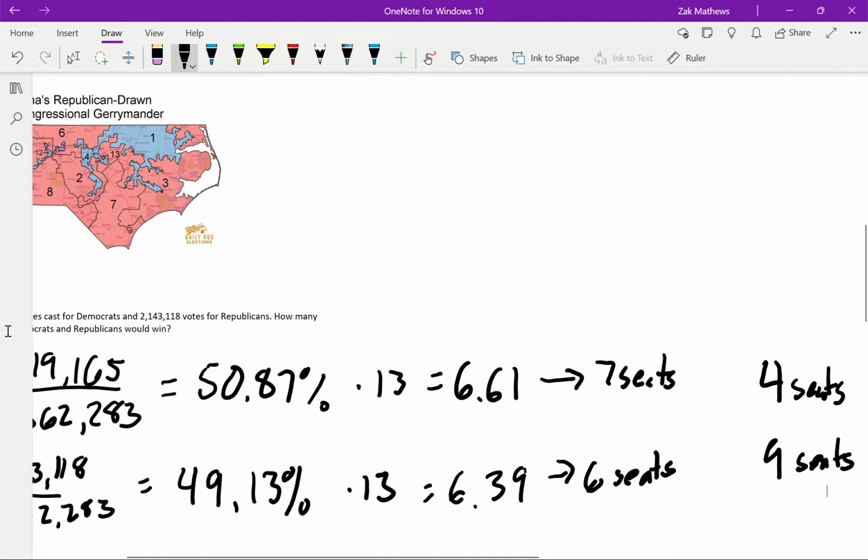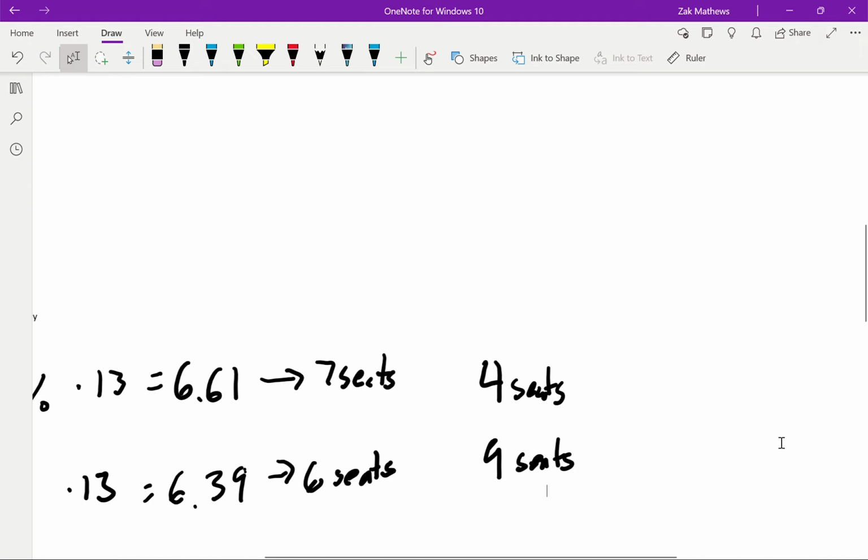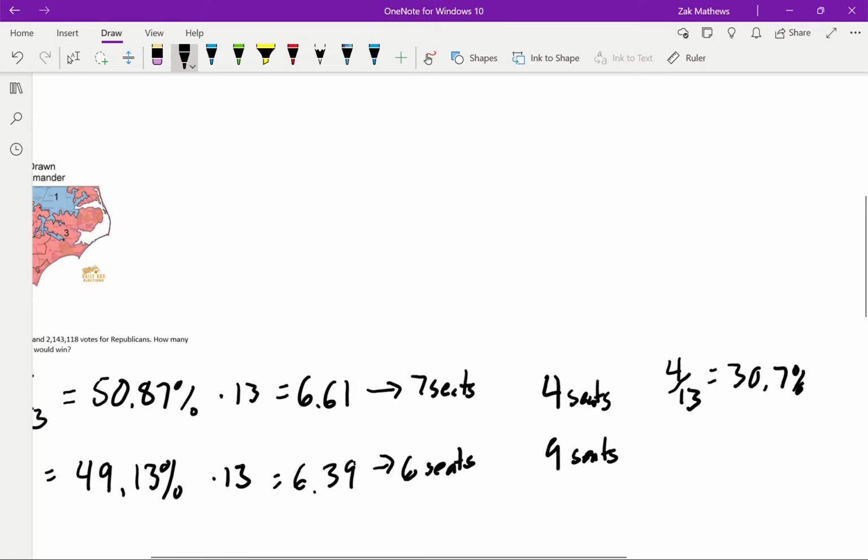The Republicans had fewer votes in 2012, yet ended up with 5 more seats than the Democrats. If we think about that as a percentage, 4 out of 13, the Democrats won 30.7% of the seats, even though they won 50.87% of the vote. The Republicans won 69.23% of the seats, even though they won only 49% of the vote.